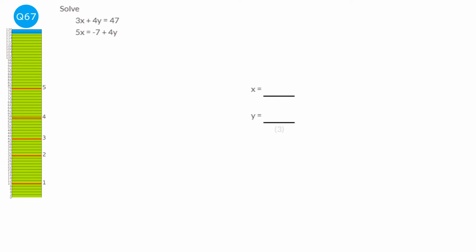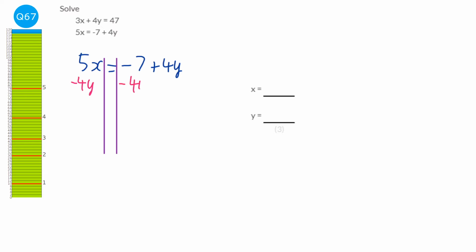So the first thing I notice is the second equation isn't really in the normal format for doing simultaneous equations. So I'm just going to rearrange it so that we have it where we want it to be. And I'm just going to put my lines in so I can rearrange. So the first thing I want is the x's and y's on the same side. In fact, actually all I need to do is take away 4y from both sides and we get 5x minus 4y equals minus 7.